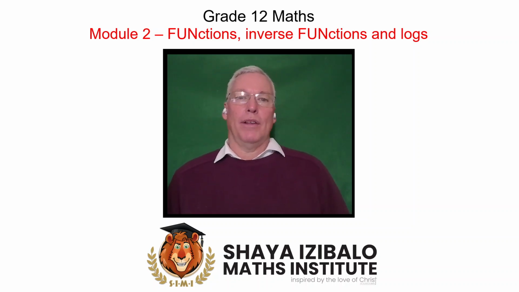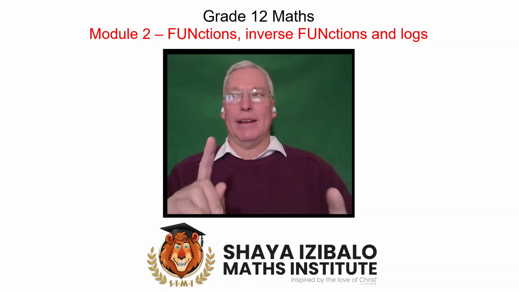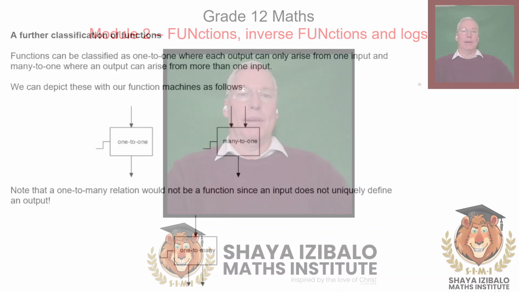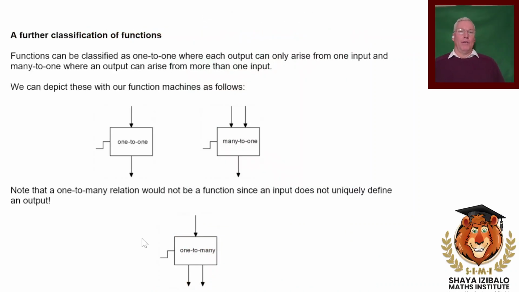Today we're going to continue our study of functions, and we are going to look specifically at classifying functions according to type. So far we've talked about functions and non-functions, but in fact, all functions can be divided into two different types. We've got functions that are one-to-one. An example would be y equals 2x plus 3. When we put in an x value, we only get one y value out. So it's one-to-one.